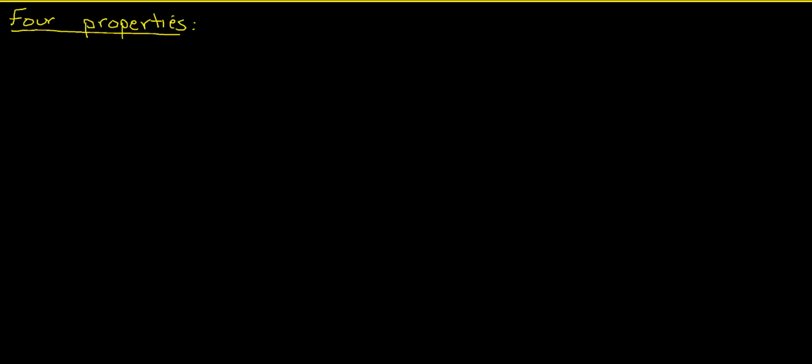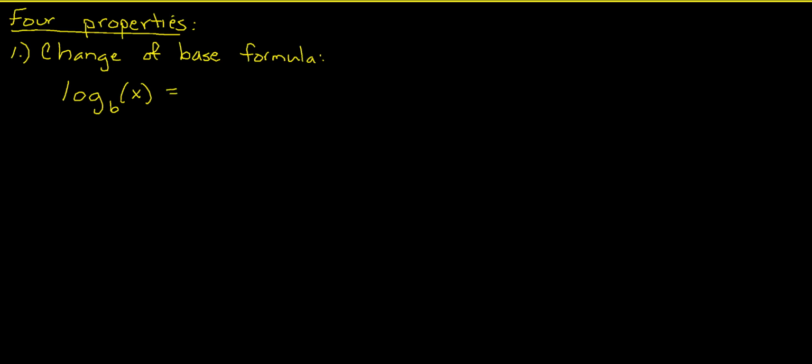So there are four important properties to know. And the first one is the change of base formula. The change of base formula says that if you have log base b of x, you can change the base. Instead of having base b, you could change this to be log of base a. I'll write that in a different color just to emphasize that we are changing to a different base. So the change of base formula says log base b of x equals log base a of x, all divided by log base a of b.